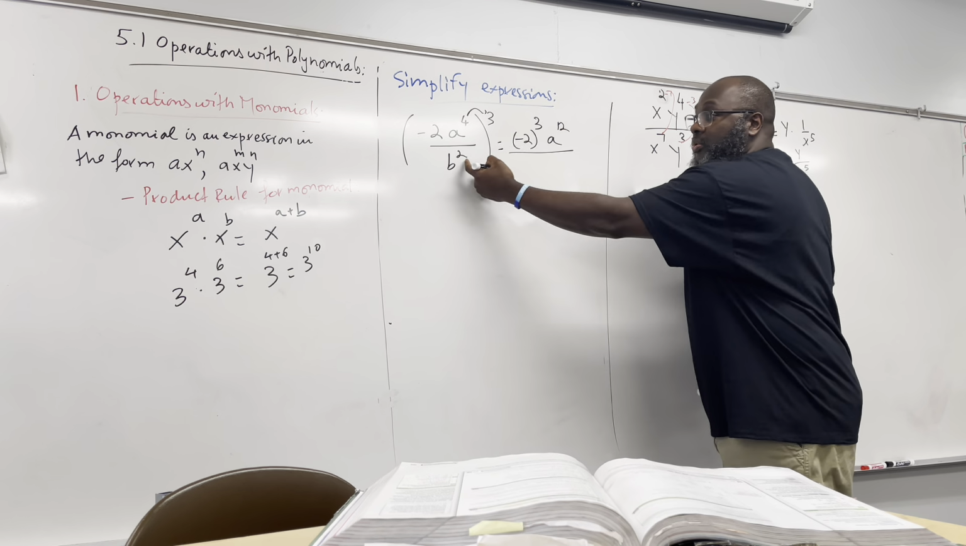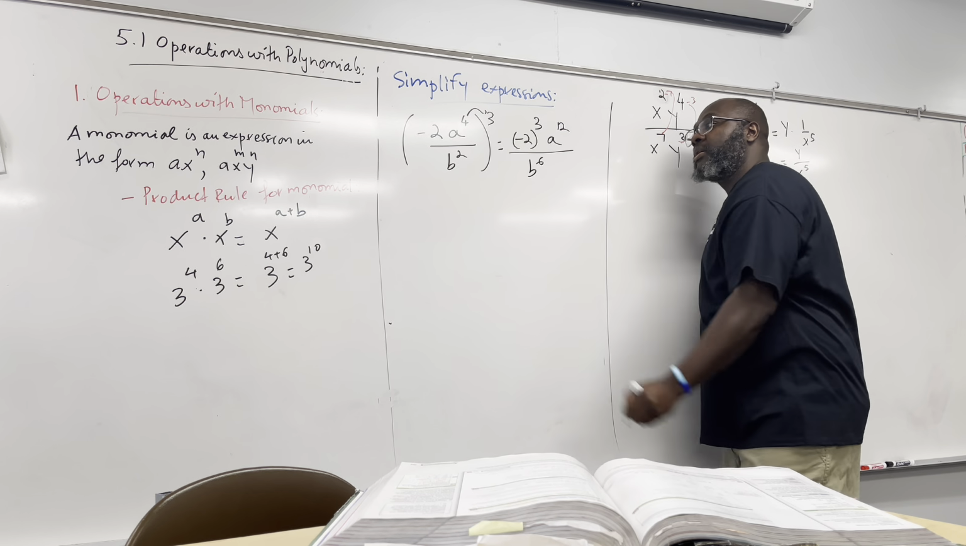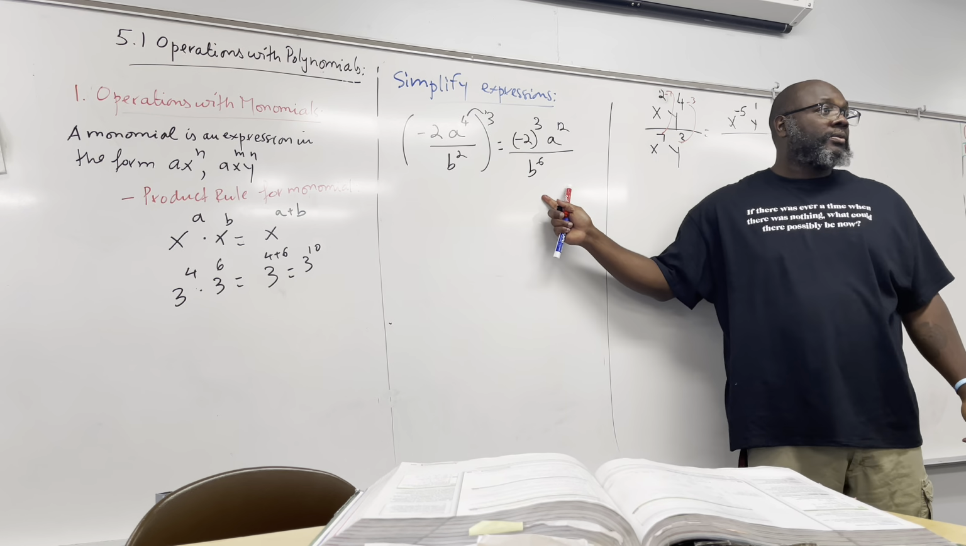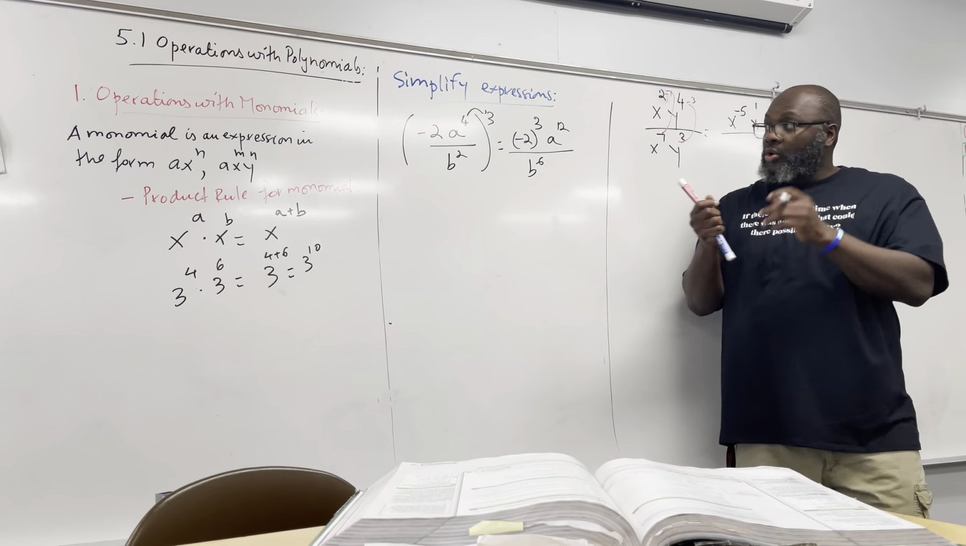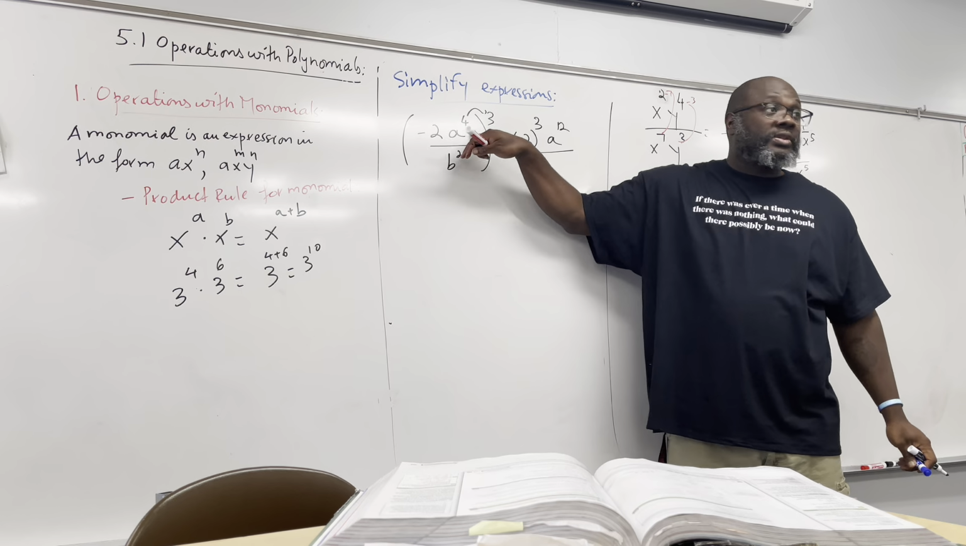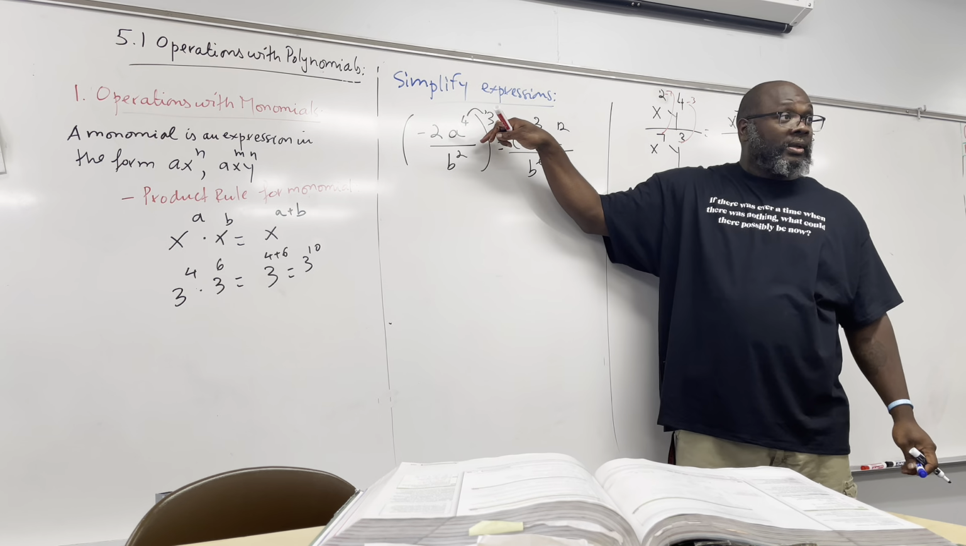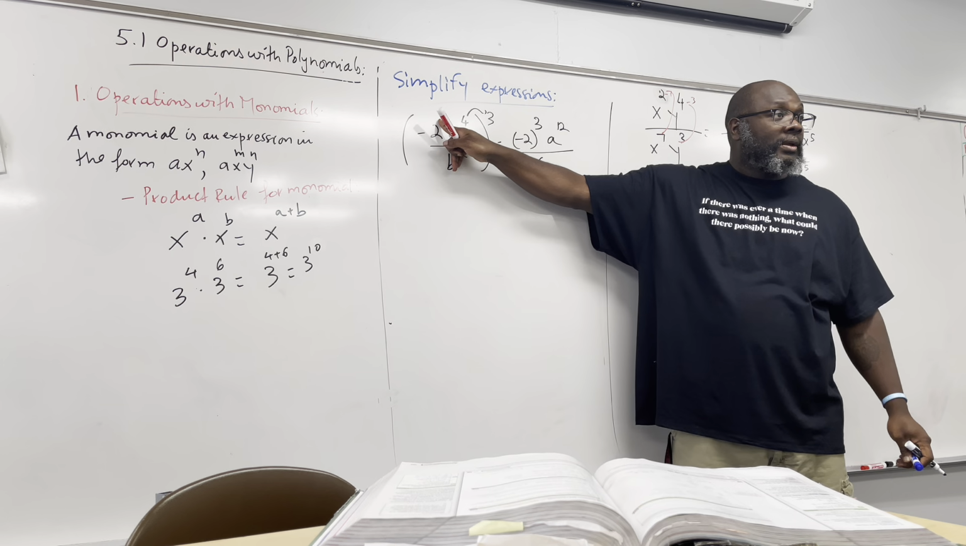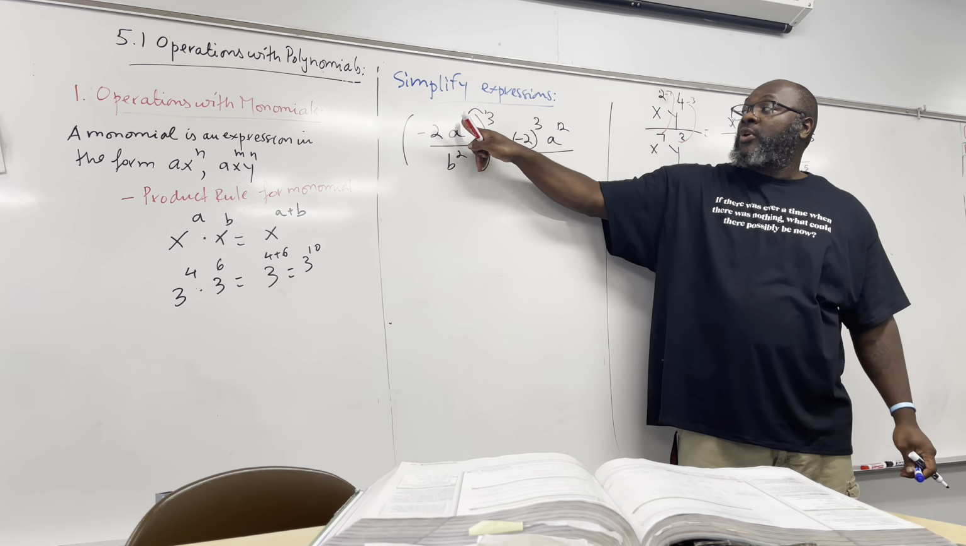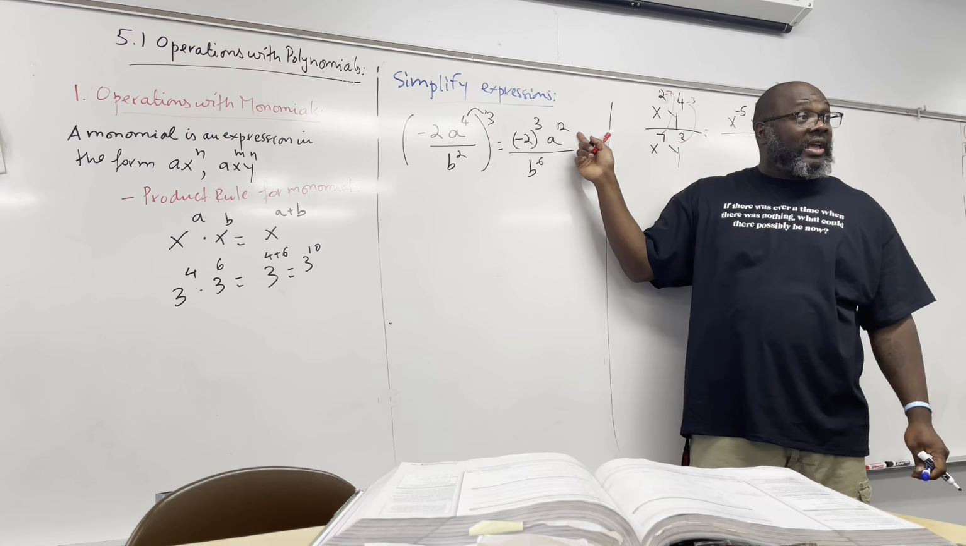So b to the 6, because 2 times 3. Is anybody confused here? Can you just say it again? We're going to start with each one of those numbers and the variables. So -2 is raised to the power of 3, because this is 2 to the 1. And then a, because this is 4, you do 4 times 3, that gives you a to the 12.